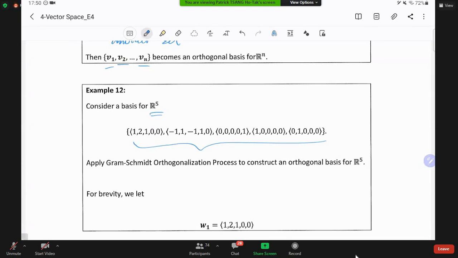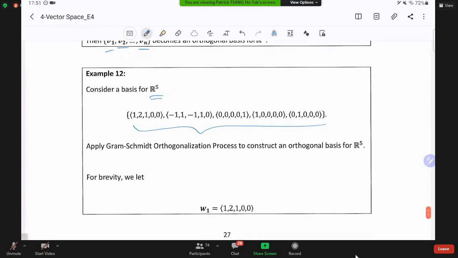Of course, it will become a basis for a particular R5 space. Now I would like to construct an orthogonal basis for the same R5 space by applying the Gram-Schmidt process. In particular, you can see that the given basis is not an orthogonal basis. You can verify that. So we would like to apply Gram-Schmidt to construct an orthogonal basis from this initially given basis.